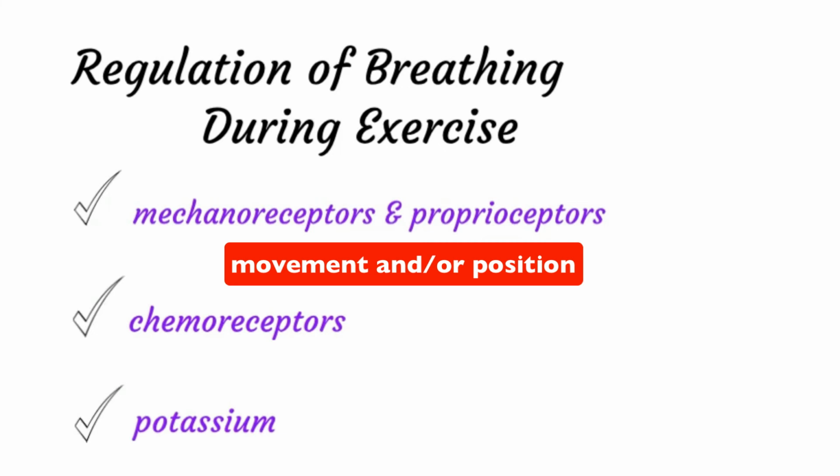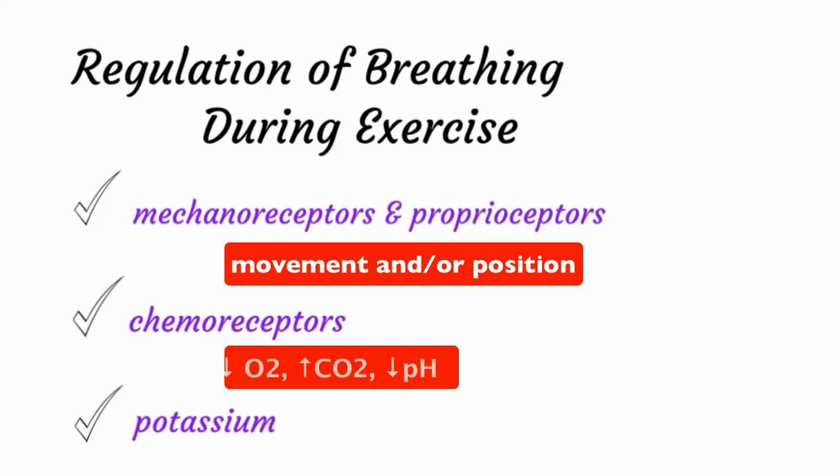Another signal for the respiratory center are the chemoreceptors that are detecting levels of carbon dioxide, pH, and oxygen. Diminished levels of oxygen send a signal to the respiratory center in the medulla oblongata to increase the rate and depth of respirations. Increased carbon dioxide and a decrease in pH will do the same.